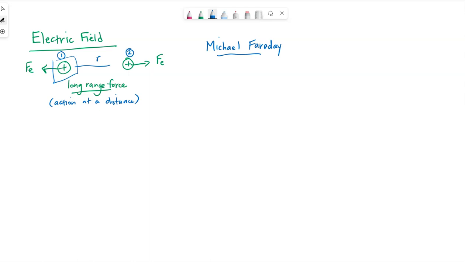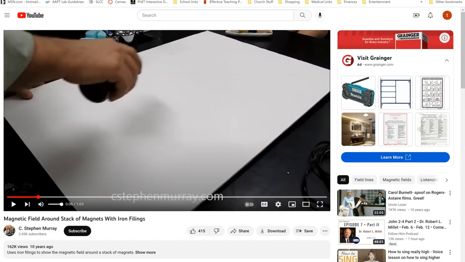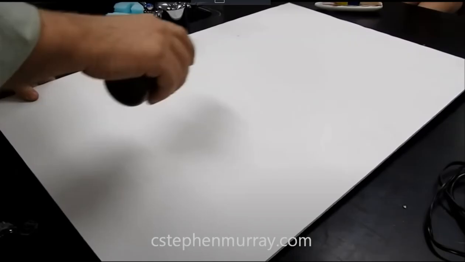I'm going to show you just a little video where the person has some magnets, and then they put a piece of really thick, maybe poster board type material above it, and then they shake little pieces of iron on top. So just for a second here.